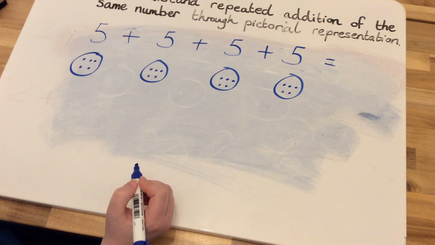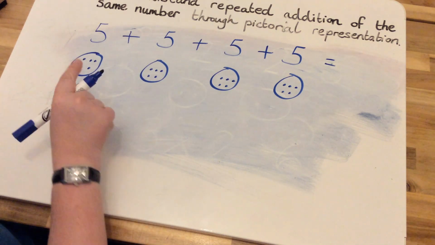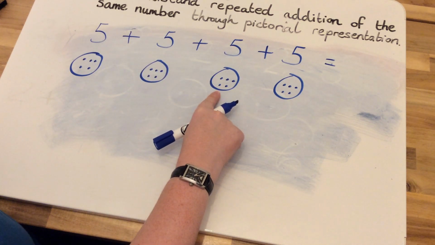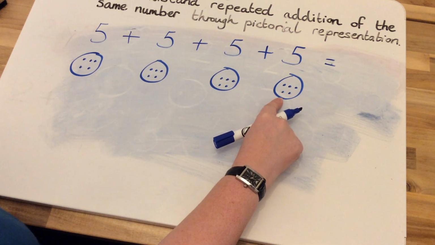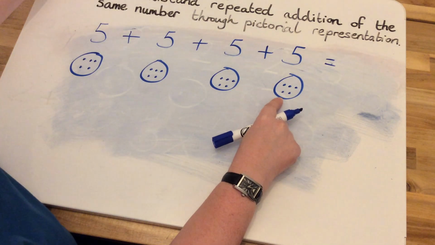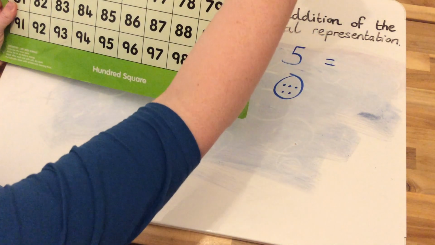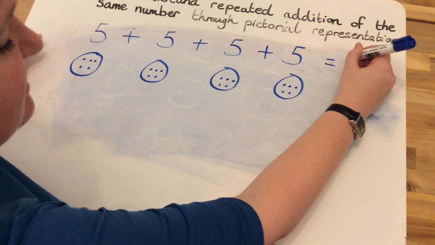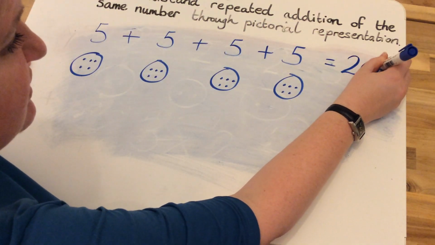Okay, so let me count up in fives. 5, 10, 15, 20. Let me check 20 on my number square. It's a number we're quite confident with now. 20, a 2 and a 0. Let's write that as our answer.